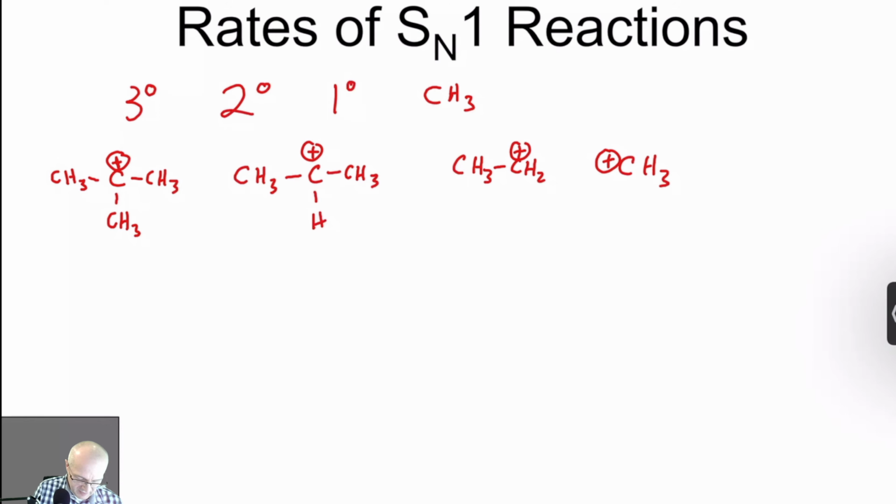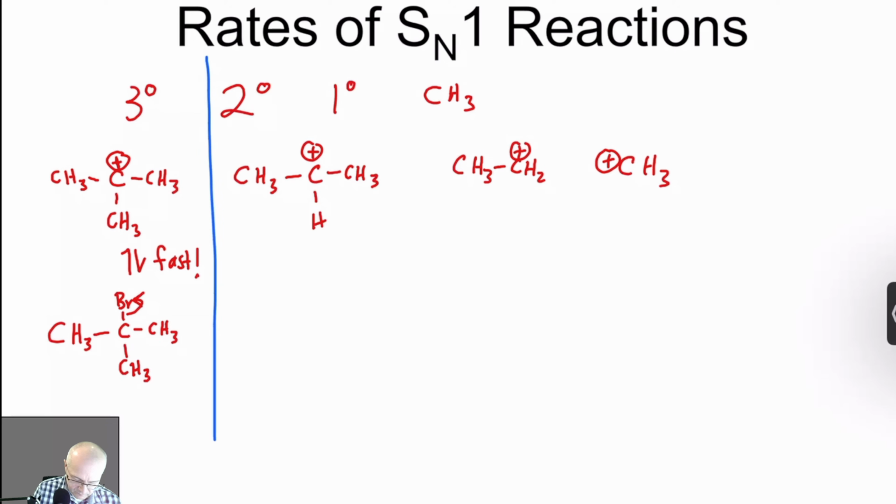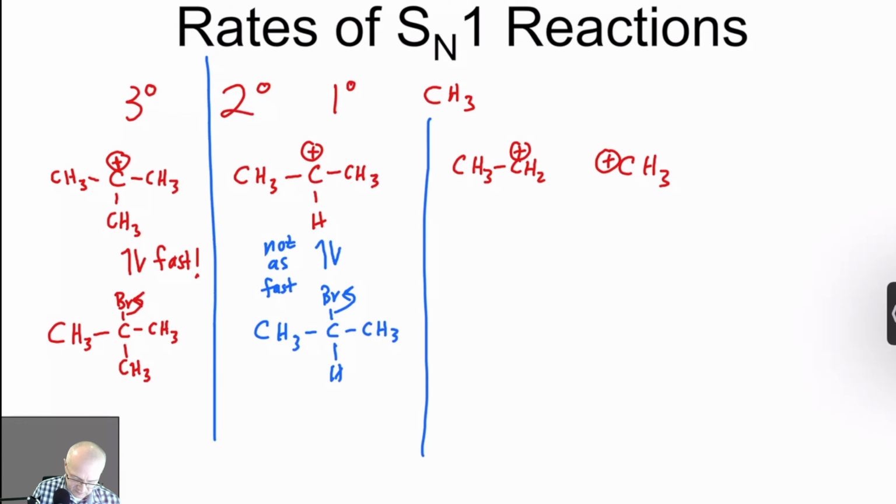So now, to make that carbocation, you can have an alkyl halide, right? Let's just say bromide. And let's just say fast. To make this one, say not so fast, or not as fast. Okay, now let's do this one.